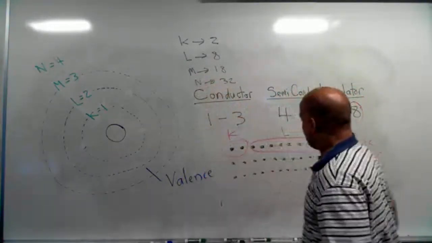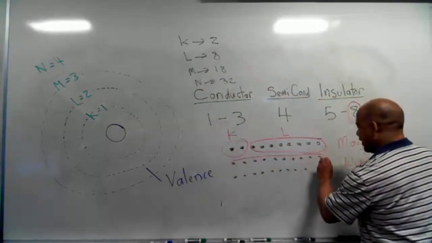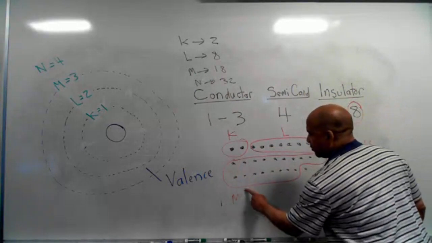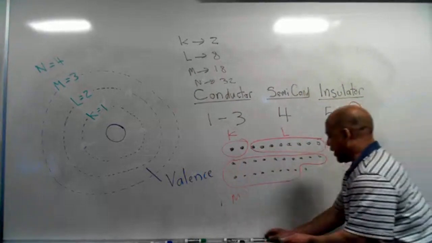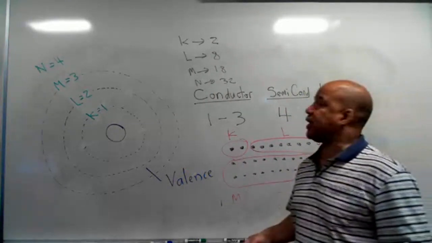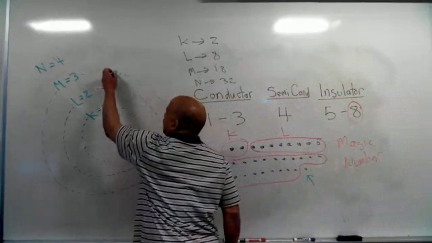M can hold 18. So I have 19 left. So I take 18 of the 19, and I can see that these are in the M shell, which means that this one right here is in the outermost shell. That's in the N shell, and I have one electron out there.